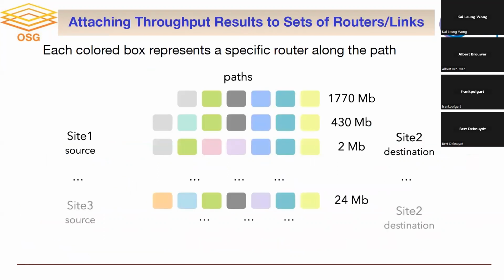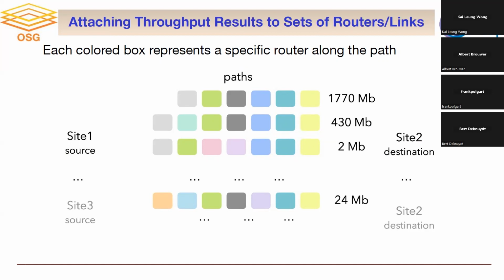Okay, so here is a set of measurements. So going down the diagram are different throughput measurements, and the results are shown on the right. And you can see it's site 1 to site 2, various measurements, from site 3 to site 2, and so forth. All the different boxes represent routers on the path when the measurement was made.